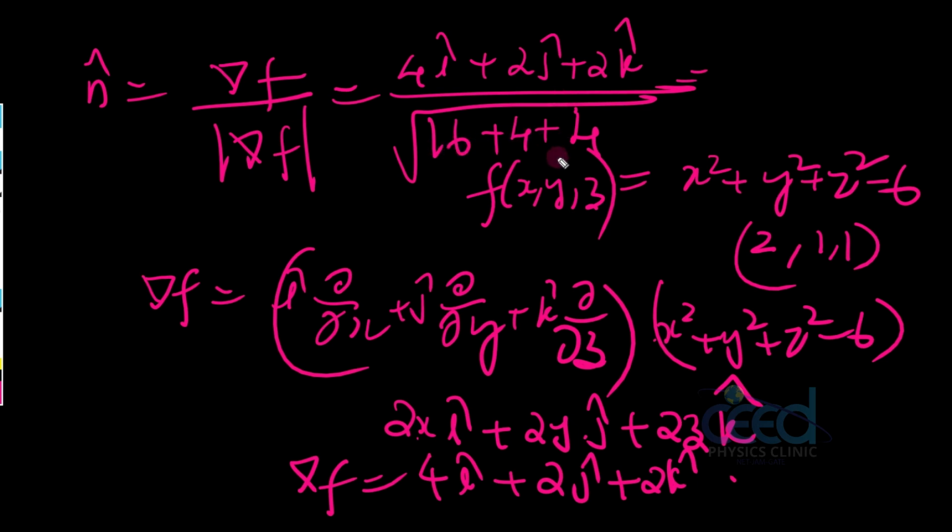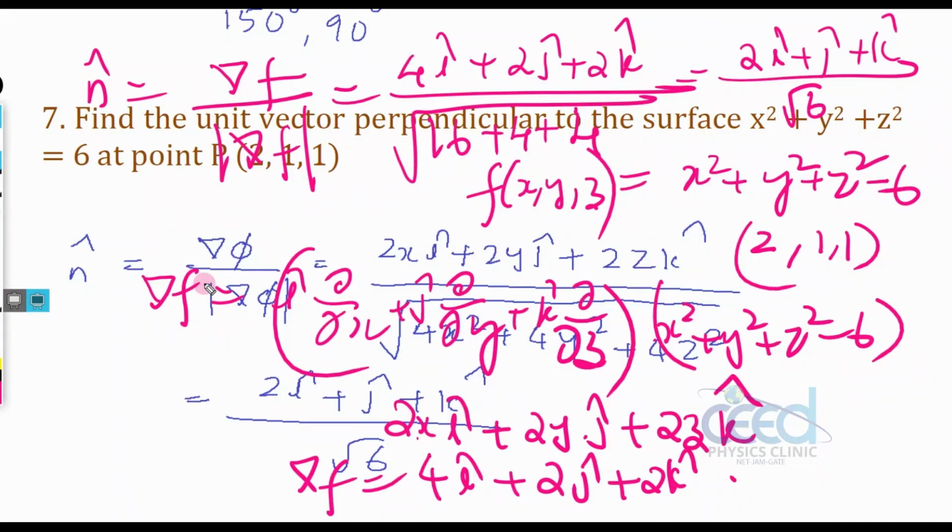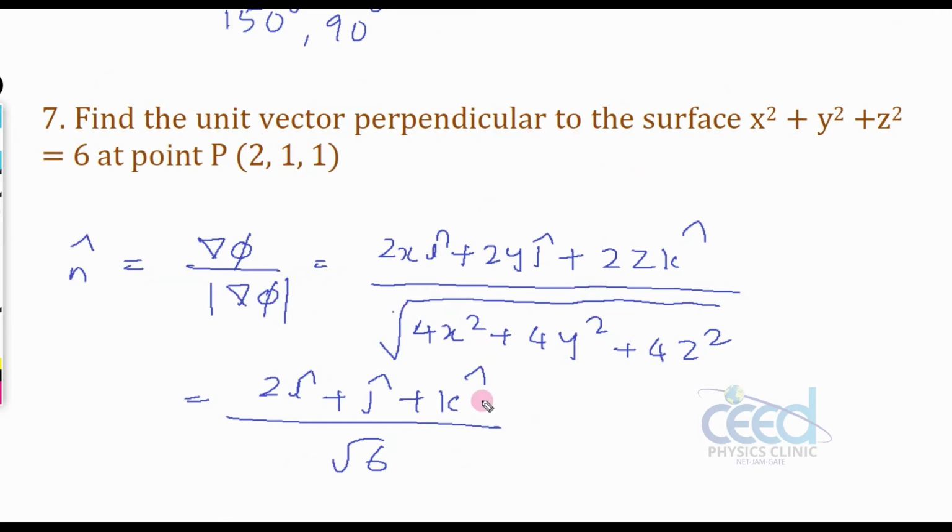So root 24 you can factorize, taking 2 out. That is 2i cap plus j cap plus k cap divided by root 6. 2 taken out and cancelled, so 2i cap plus j cap plus k cap by root 6 is the unit vector along this direction. So here you can see the answer. Okay, so this is the answer.